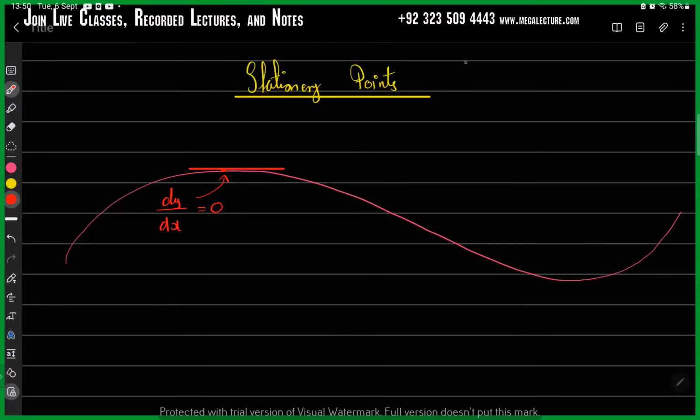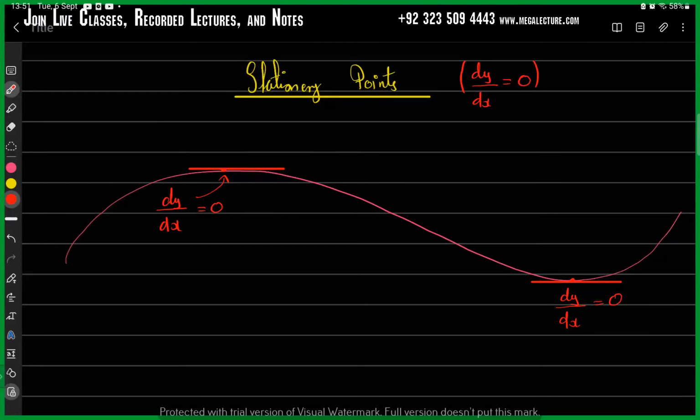And what is a stationary point? Just know that this is the condition: differentiate and equate the derivative equals 0. Again, this is another stationary point. Why? Because if I make a tangent line at this point, I know that it would be a horizontal line. The slope is 0. So again, dy by dx is equal to 0. Are we clear with the logic behind stationary points? Yes, ma'am. Okay.